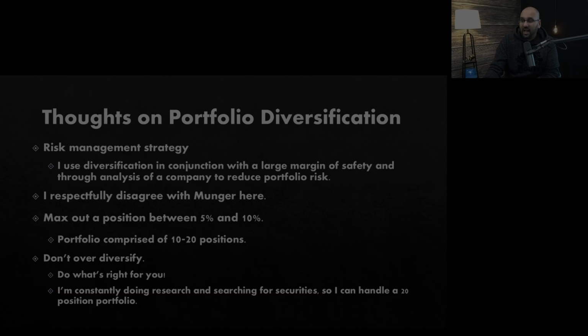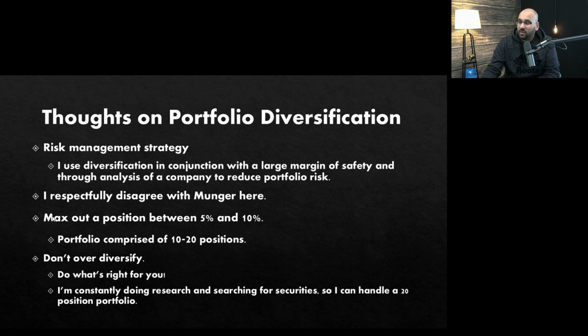You guys might think about it differently, and there's no right or wrong answers there, but I would just say I respectfully disagree with Munger with taking huge shots at only 2 or 3 names. But you guys let me know what you think about that. And so that goes back to my point where I try to max a position between 5 and 10% depending on what it is. And so my portfolio at any given time is comprised of between 10 and 20 positions.